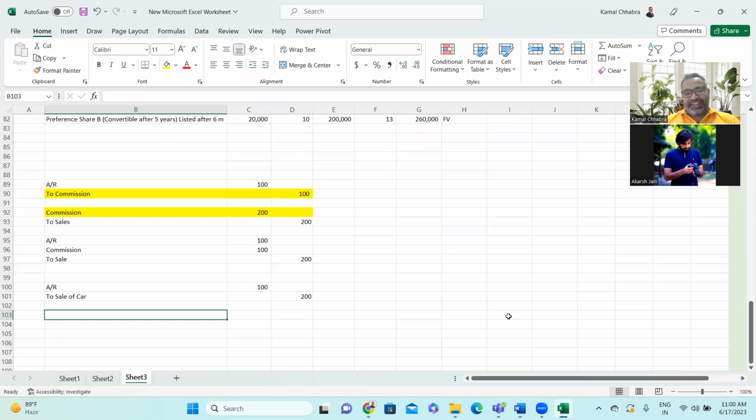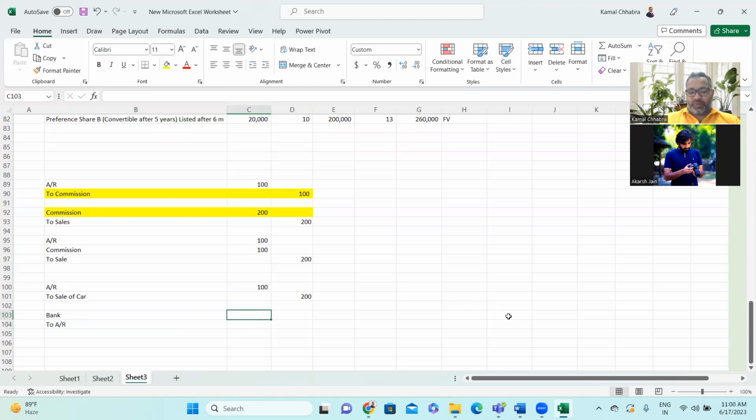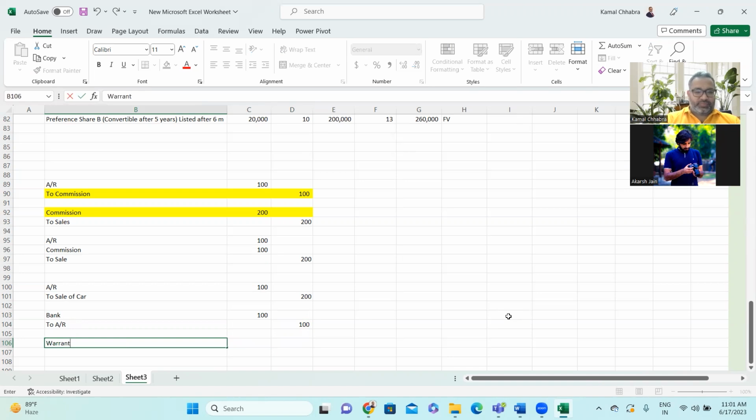When you are selling a car, what all journal entries will you be making? First is accounts receivable to sale. Bank debit to AR. Okay. What else? Bank to AR. Then if you want to make a provision for the warranty, what will the entry be? The provision will be credited. Warranty expense debit to provision for warranty expense.